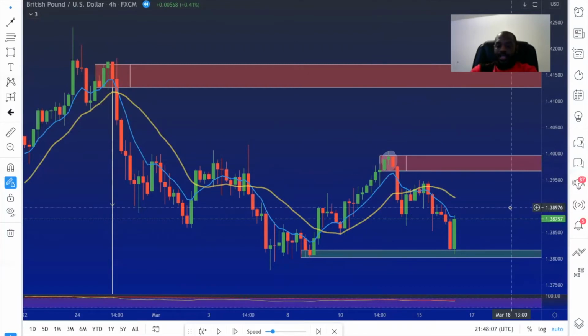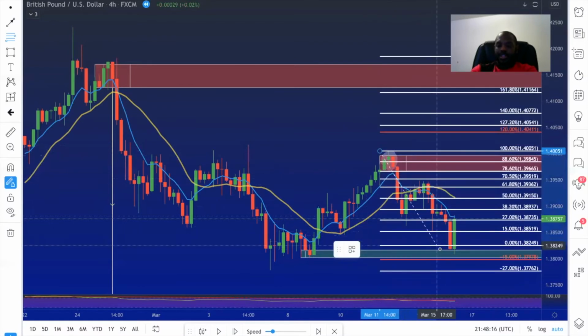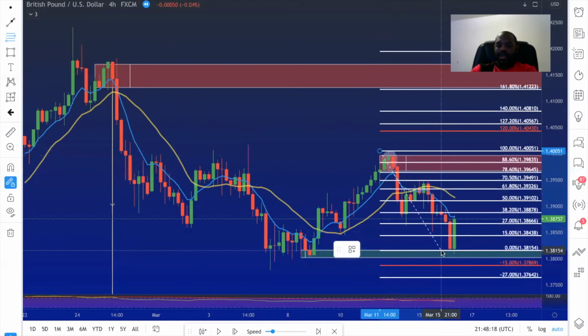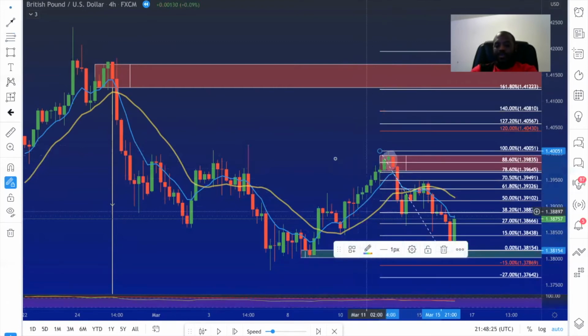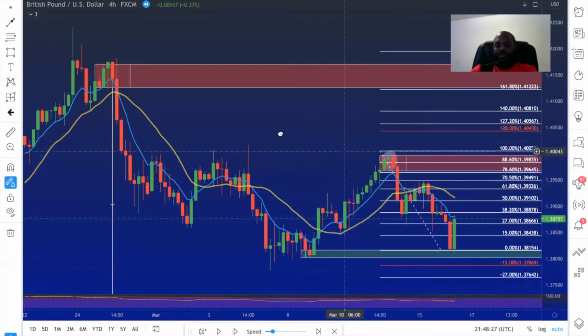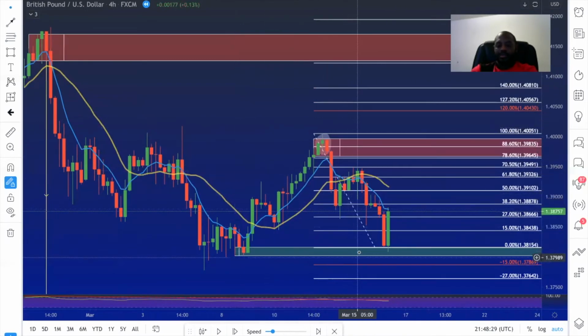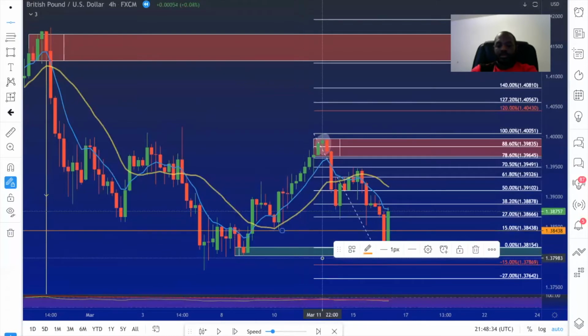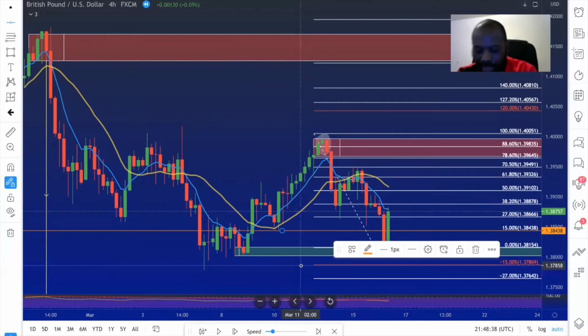Like from here down to, boom. And you can put a buy limit at the 15. You have a stop loss. What's that? At the negative 15? Right there.